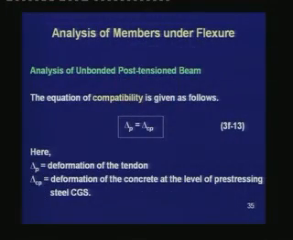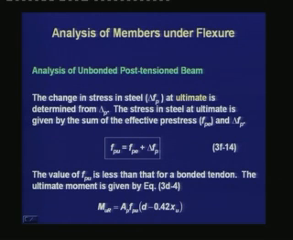The equation of compatibility is given as follows: delta P is equal to delta Cp, where delta P is the deformation of the tendon, and delta Cp is the deformation of the concrete at the level of the prestressing steel, which is the CGS. The change in stress in steel, which is denoted as delta Fp at ultimate, is determined from delta P. The stress in steel at ultimate is given by the sum of the effective prestress Fpe and delta Fp.